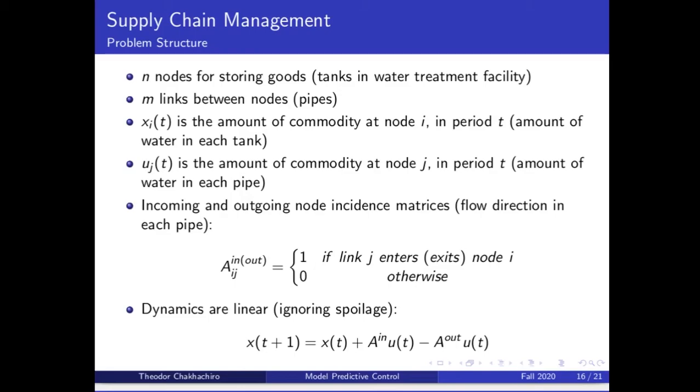Now we also have this matrix A, which denotes the incoming and outgoing node incidence flow direction in each pipe. So if it's going from tank 1 to 2, it's between tanks 1 and 2, we can have it equal to 1, and if from 2 to 1 we can also have it, but otherwise it's 0. And the dynamics are also linear. In fact, the amount of water in the tank at the future time step is equal to the amount of water in the tank now, plus the amount of water flowing in minus the amount of water flowing out.